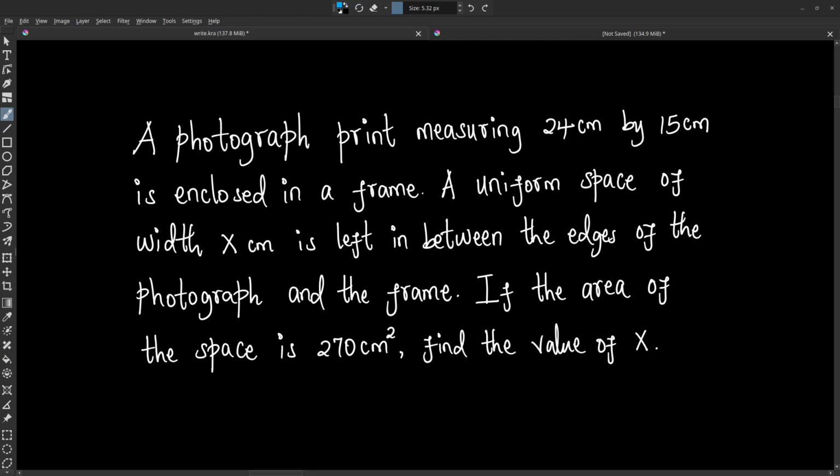Hello, in this question we are told a photograph print measuring 24 centimeters by 15 centimeters is enclosed in a frame. A uniform space of width x centimeters is left in between the edges of the photograph and the frame. If the area of the space is 270 square centimeters, find the value of x. So let's start working on the solution.